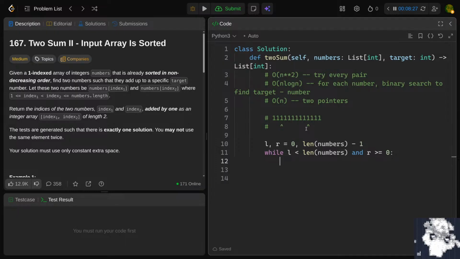So the thing I want is that my current sum is always larger than target, larger or equal to target. So if numbers of L plus numbers of R equals target, then we can just return that. They said it was one indexed, so I think that means return my index plus one.